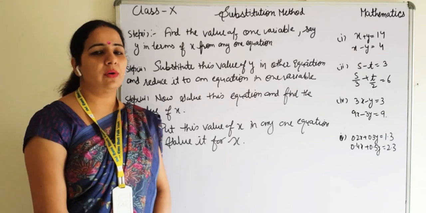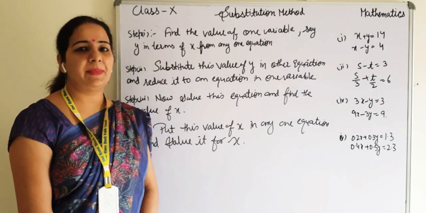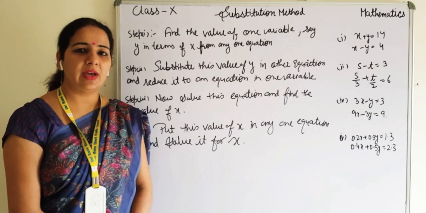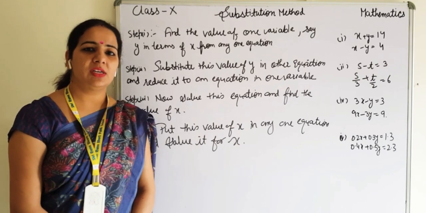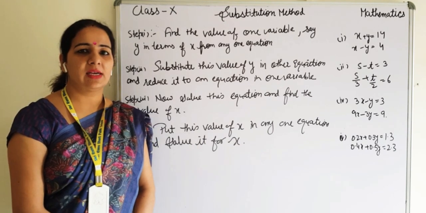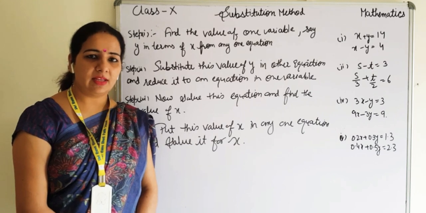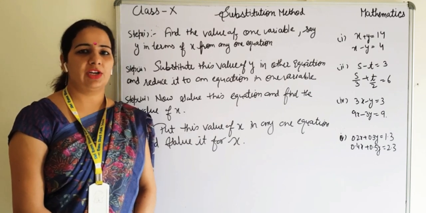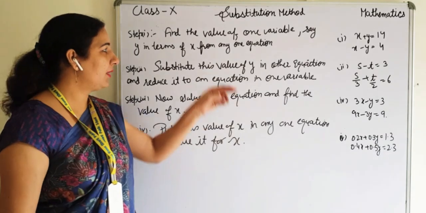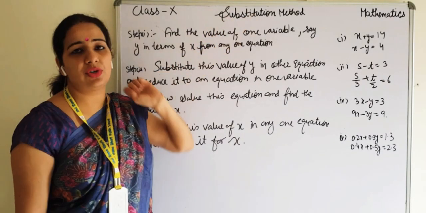Why are we going to solve this? I already told you, in the algebraic solution we have three methods. First one is the substitution method. Second one is the elimination method. Third one is the cross multiplication method. So we will learn them one by one. The first one is the substitution method.